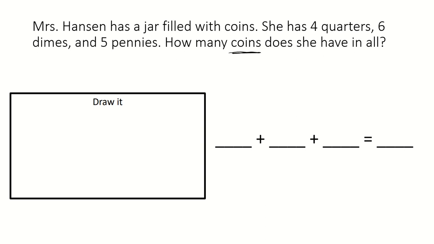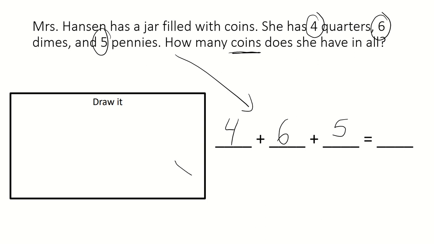Now I'm going to go up there and circle the number 4, because I know I have 4 quarters. Circle the number 6, because I know I have 6 dimes. And I'm going to circle 5, because I have 5 pennies. Now I want to put this down here into my number sentence first. So I had 4, 6, and 5. This way, I know I have everything set up ready to go so I can put my answer for my draw it section over right there.